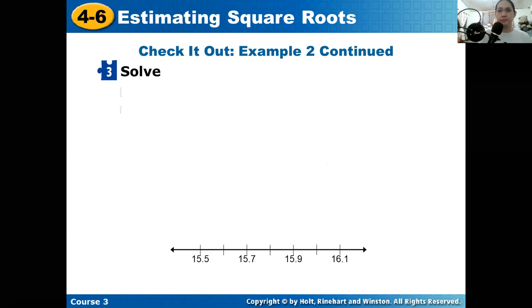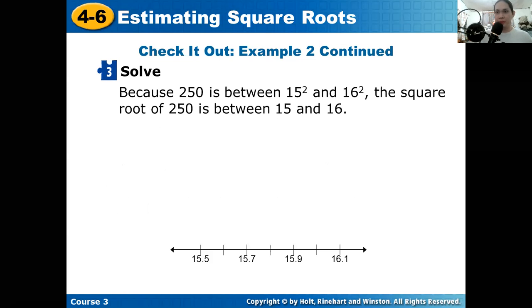Example number 2. Another example so that the concept of how we estimate square roots will be clearer to us. Now we're going to find the square root of 250. So how do we estimate the value of the square root of 250? First, try to find two integers between which the square root of 250 will lie.